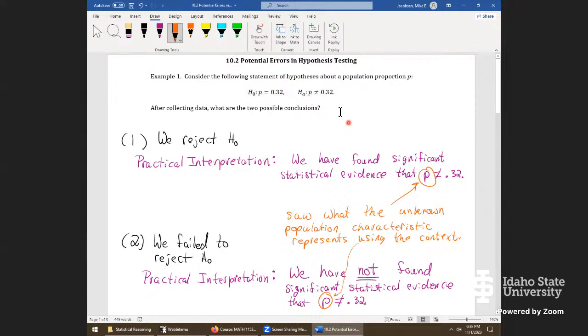So this is the breakdown of the two possible conclusions, but now we have to look at the errors we could have made. If there's only two conclusions, there's two types of errors we could make, and that means there's a type 1 error and a type 2 error. So let's take a look at those next. Any questions at all first, folks, before we take a look at those?